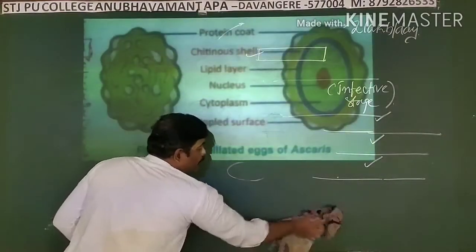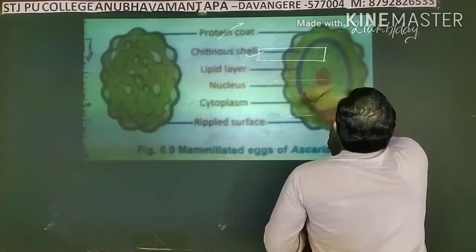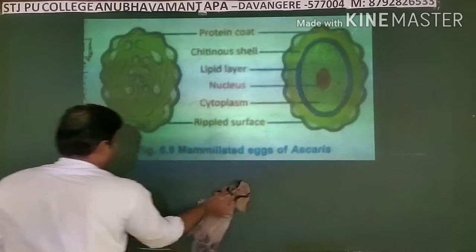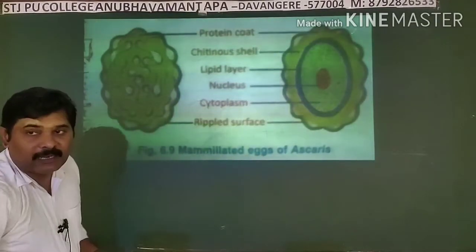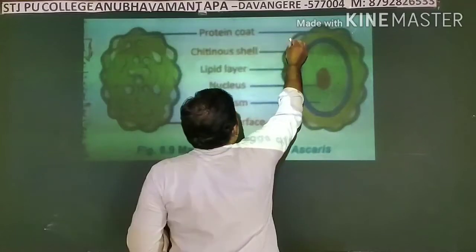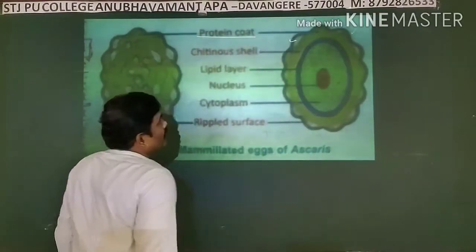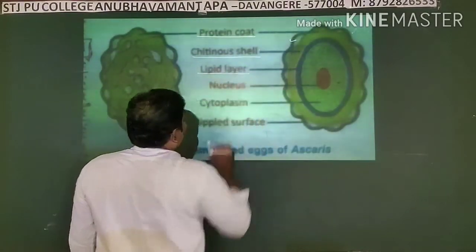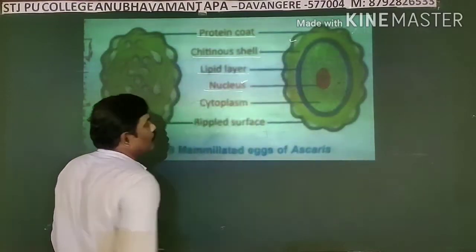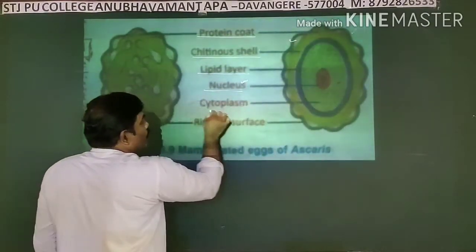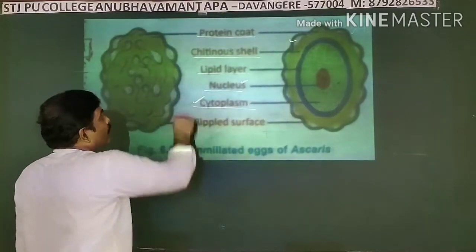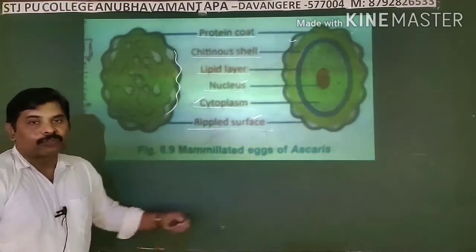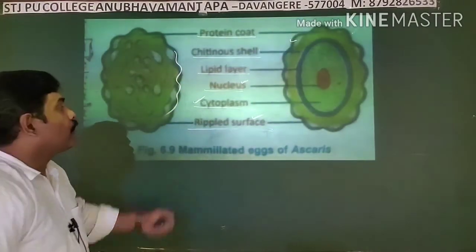So here it is, the picture of the embryonated egg that you can see clearly, and it is labeled with the different parts that are all present within it. Just now I explained that the embryonated egg has an outer surface known as a protein coat, followed by the inner chitinous shell, and that followed by the lipid layer. At its center it has a nucleus, and the entire internal portion is occupied by the cytoplasm. When you see its surface, it is a repellent surface. So this is all about the embryonated egg.